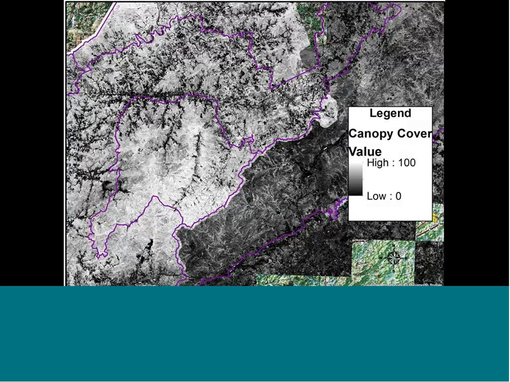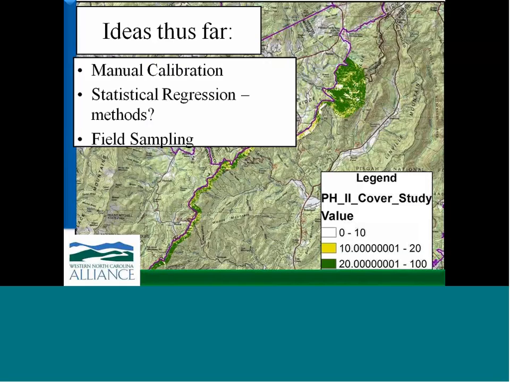Even with those lower cover values, you can see there's a nice landscape pattern happening, and I'd really like to find a way to use these. What I did was look at that zone of overlap between the phase 2 and phase 3.